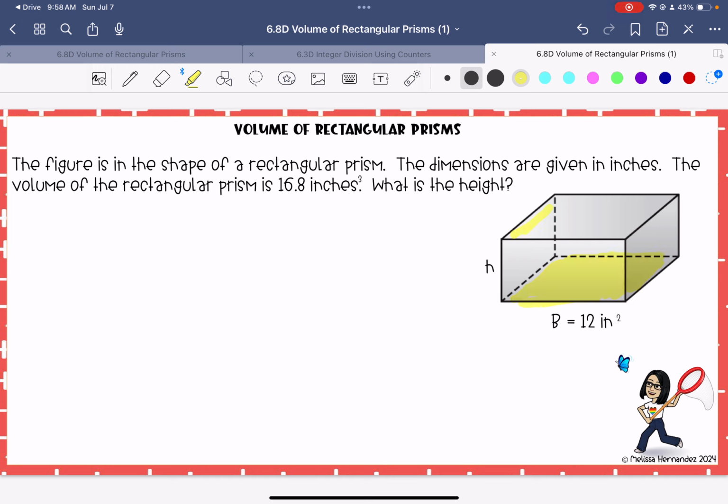It's really just for editing purposes, to be honest. Okay, so I shaded my bases. I'm going to write down the formula. I just like to shade the bases, especially when you get into different prisms. So the formula for volume of a prism is volume equals area of the base times height. So I'm going to plug in what I know. And so what I know is that the volume is 16.8 and I know my area of my base is 12. So we're back to solving a one-step equation, meaning I need to isolate the h.